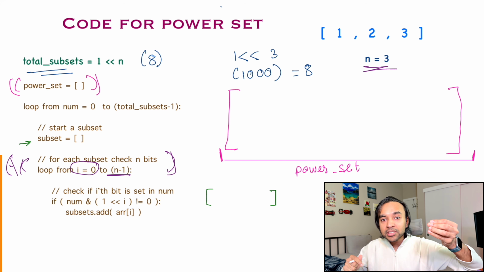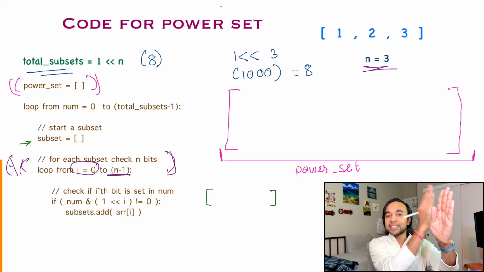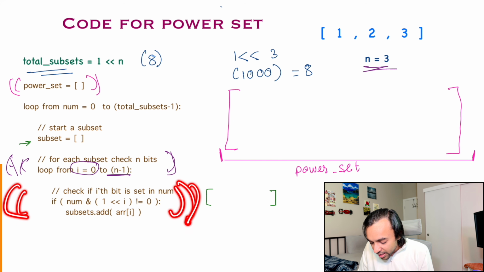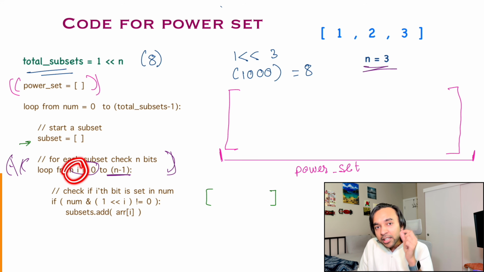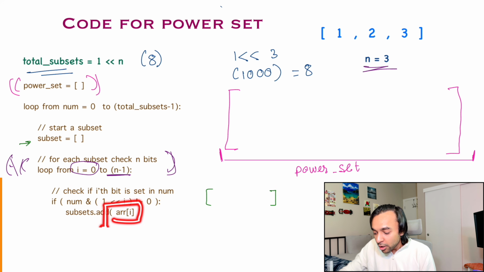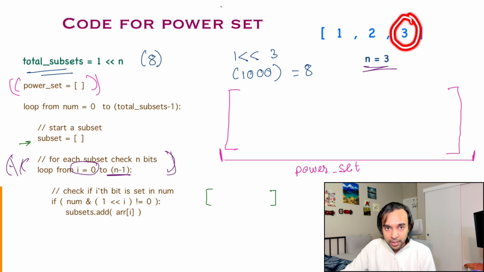And for each of these numbers, I am checking if the 0th bit is set, if the first bit is set, if the second bit is set. What do I do if this particular bit is set? I just say subsets.add and I pick the number from the array. So I is telling me the bit to pick. So I am saying ARR at I. So if the 0th bit is set, it is going to pick up this number. If the first bit is set, it is going to pick up this number. If the second bit is set, it is going to pick up this number.